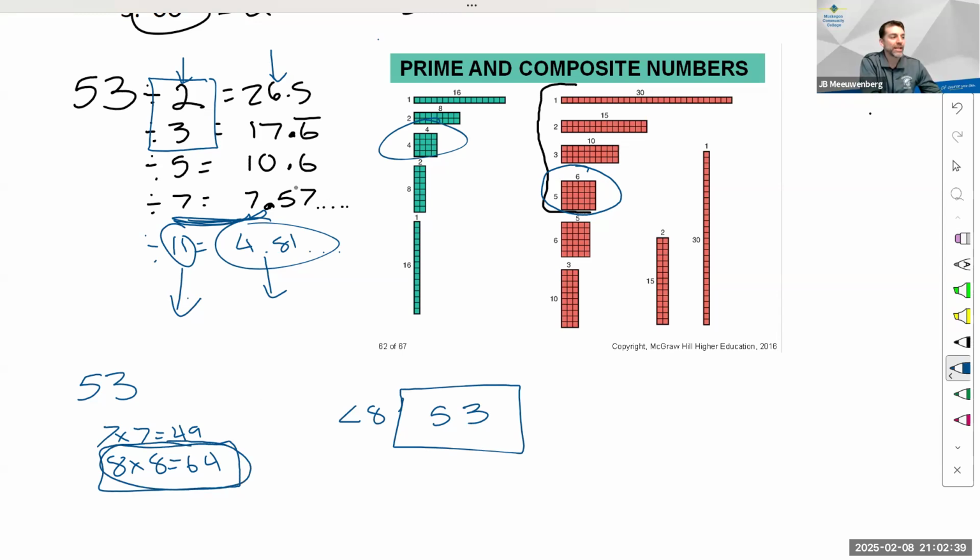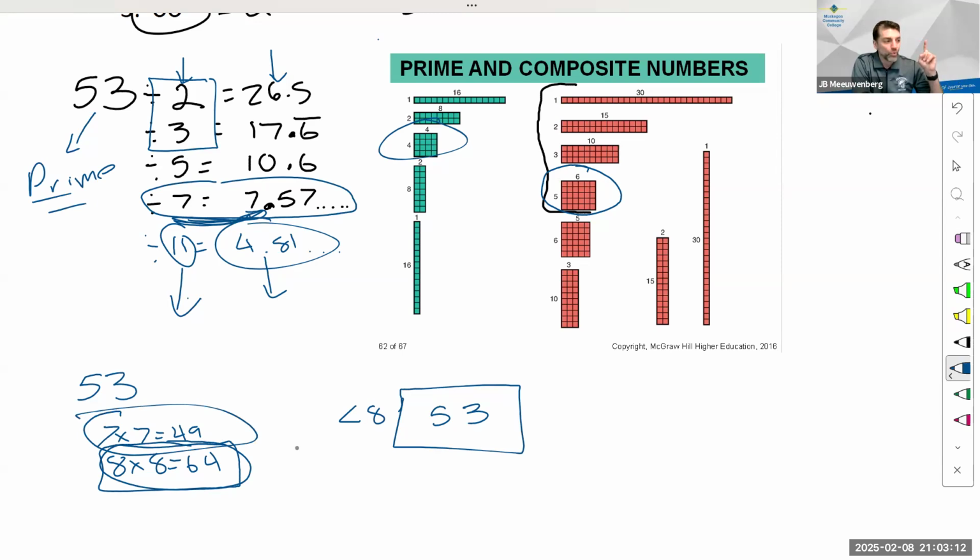And we saw that happen right here, right? Once we got to this point, 7 times 7.57, it didn't work. And so once we get to that point where we've already checked all the possible numbers less than 8, we can stop. We say, we know that 53 must be a prime number, right? Because it's not divisible by anything. We check 2, we check 3, we check 5, and we check 7, and we didn't need to check anything bigger than 7, because anything bigger than 7, we already determined wouldn't work.